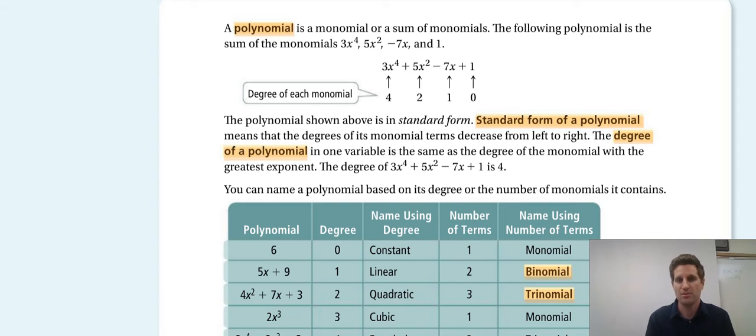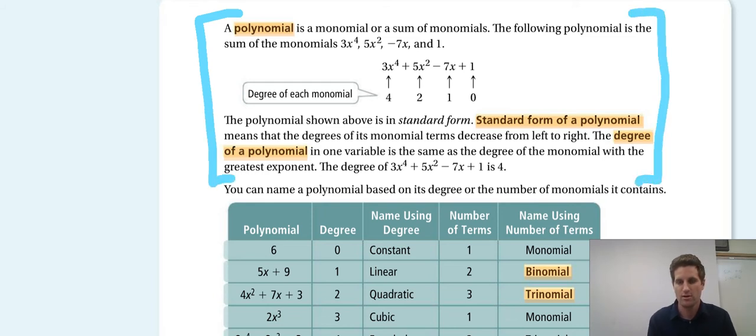And the polynomial shown above is in standard form. What is standard form? Standard form of a polynomial means that the degree of its monomial terms decreases 4 to 1 from left to right. And the degree of a polynomial in one variable is the same as the degree of the monomial with the greatest exponent. So in this case, the degree of 3x to the fourth plus x squared minus 7x plus 1 is 4. So that's our degree. So I want you to go ahead and write all this down. If you need to, pause the video.